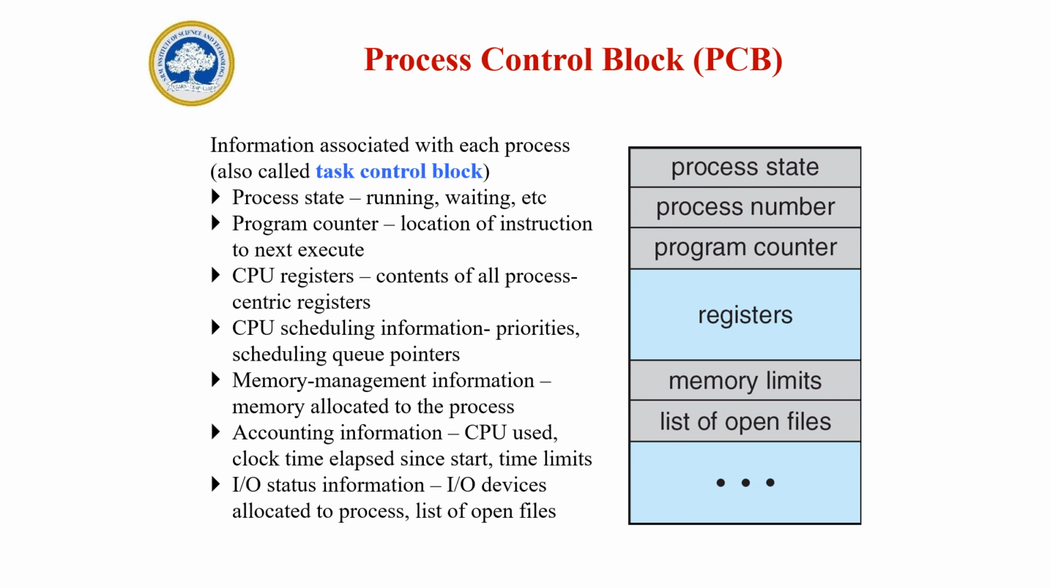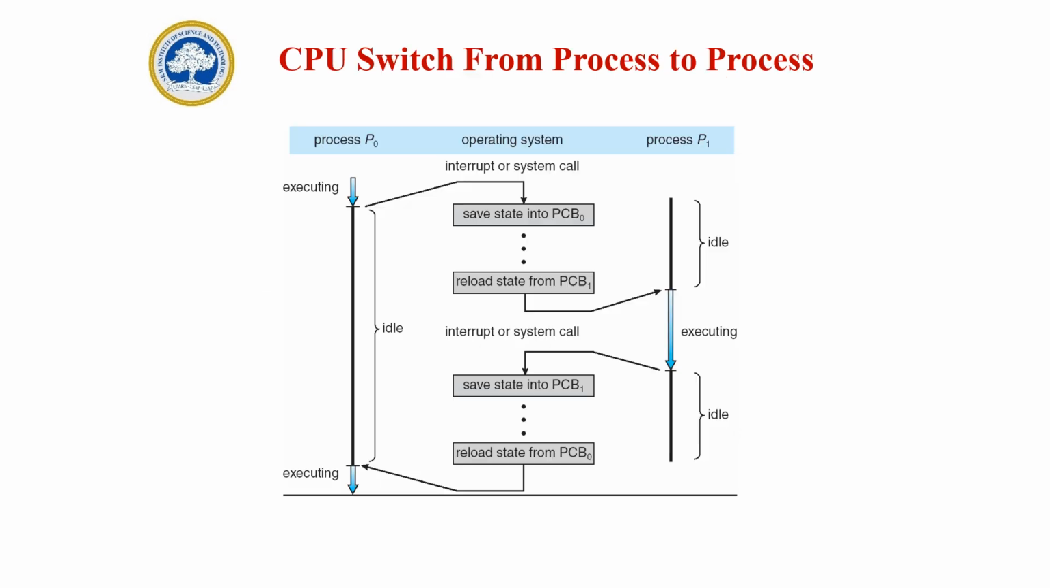The PCB consists of the process state, process number, and program counter, meaning from which address to which address the particular process needs to be executed. It also holds the memory limits and what other open files are needed to execute this process. All these things will be maintained in the PCB, the process control block.